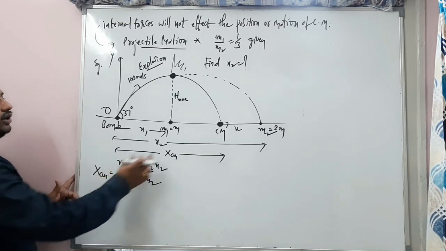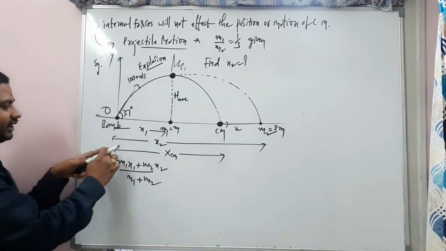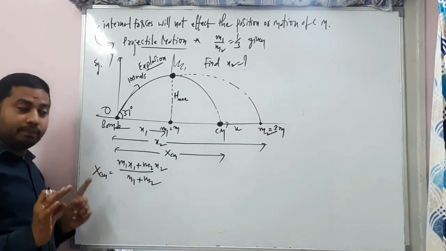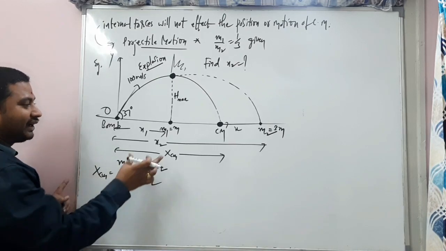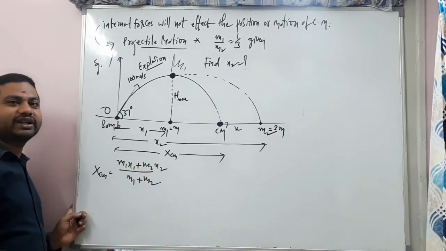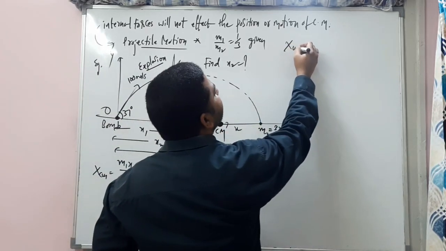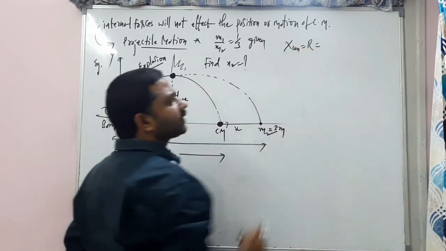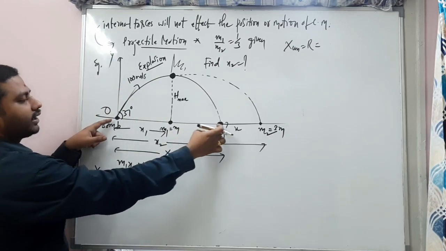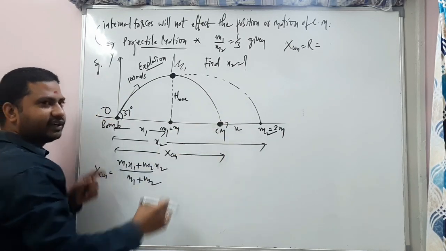What is that xcm? We don't know. But I can clearly tell you that xcm is equal to the range of the projectile. Yes or no? Tell me everybody. xcm is equal to the range of the projectile. Yes or no? From here to here.